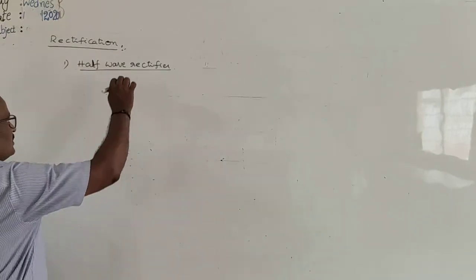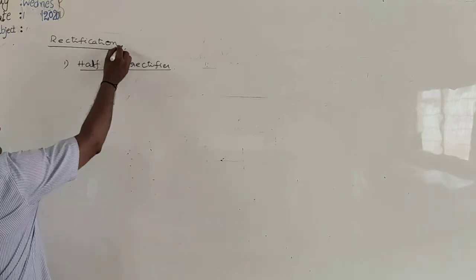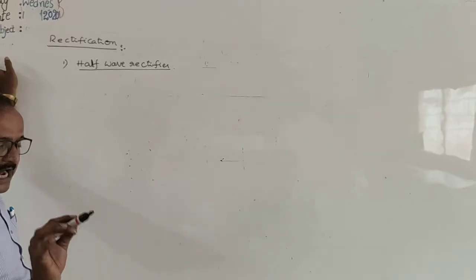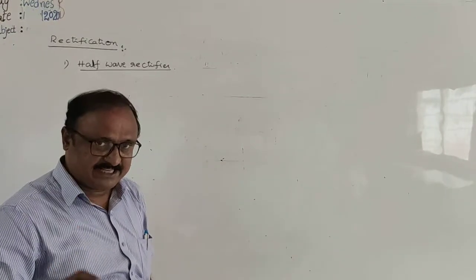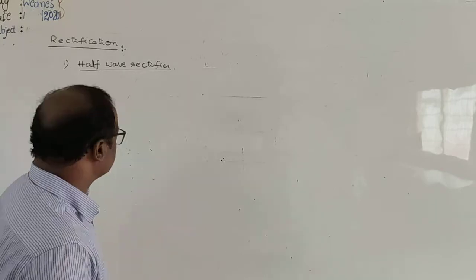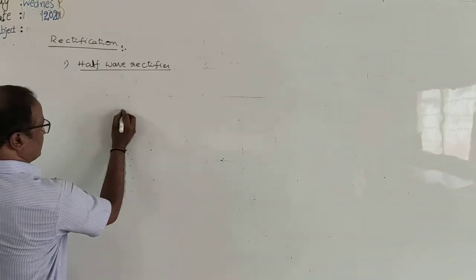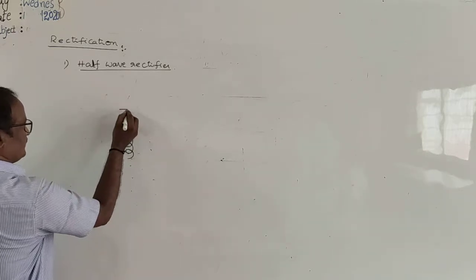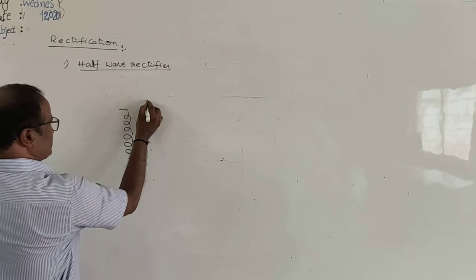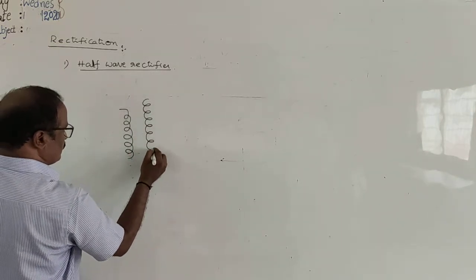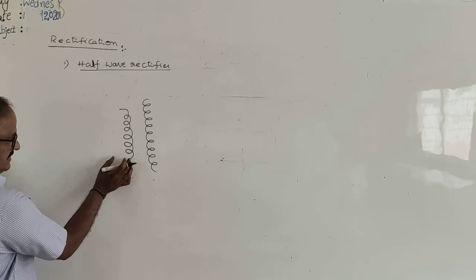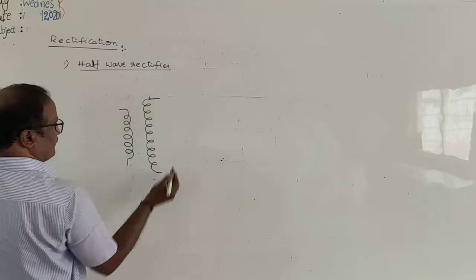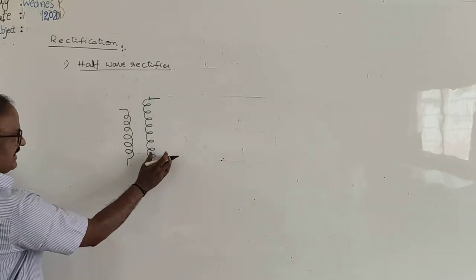Right? A rectifier is a device that converts AC into DC. In general, alternating current is always taken from a transformer. It is the symbol of the transformer. A transformer has two windings. This is the primary winding of the transformer and this is the secondary winding of the transformer.